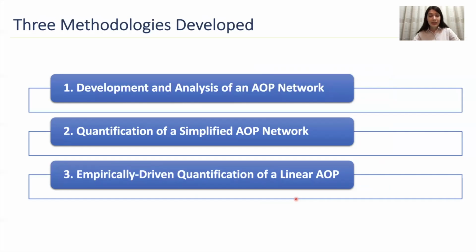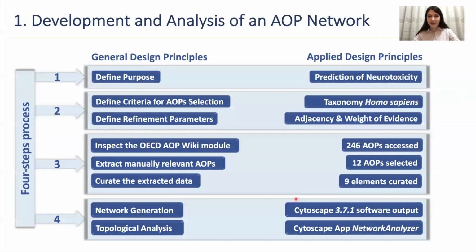For the past 3 years, we've developed 3 methodologies. With some of them you might be familiar, for example, the development and analysis of an AOP network. I'll present each of them, and I have to mention that as a case study, neurotoxicity was chosen. And I'll start with the first methodology, which was about the development and analysis of a network of linear AOPs.